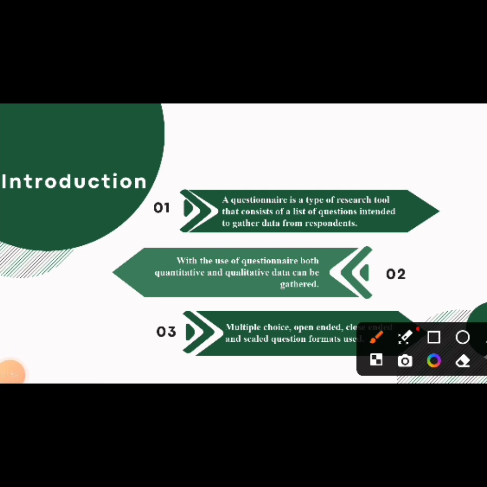Introduction. First of all, we have to understand the meaning of questionnaire. So what is the questionnaire actually? Questionnaire is a type of research tool that consists of a list of questions. Here in the questionnaire there are some questions, means a list of questions, which are in sequential order, intended to gather the data from respondents, means the population, means whatever the sample is there of our data.